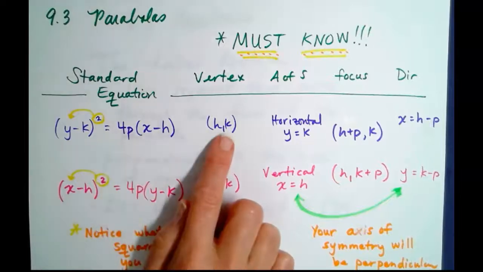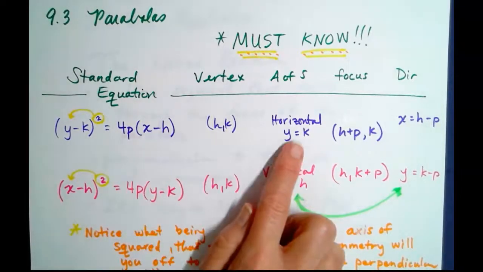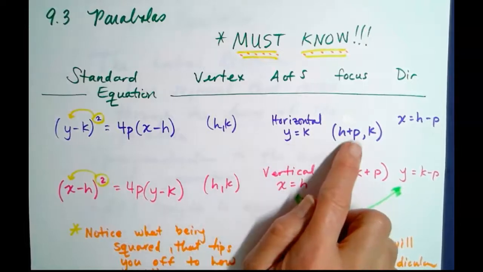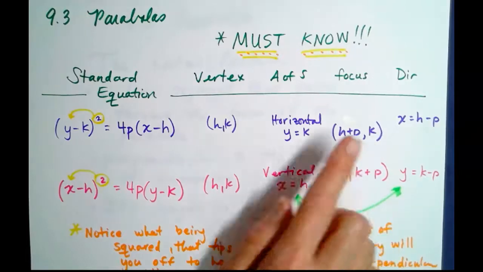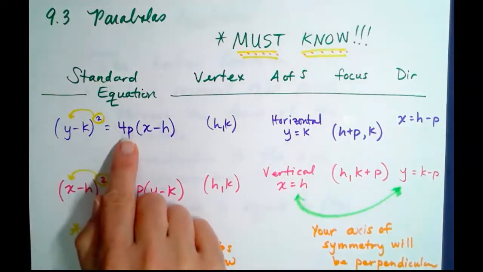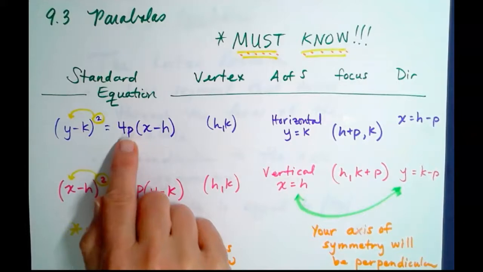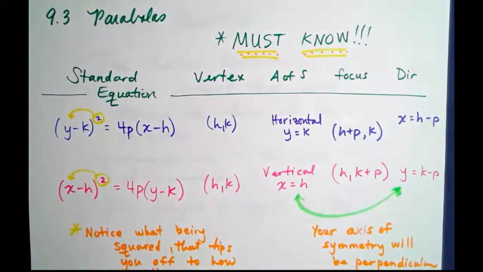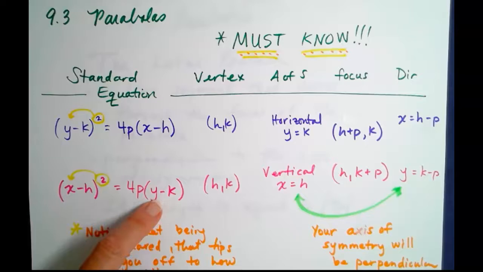Of course, (h, k) is the vertex. The axis of symmetry here is y equals k. And the focus, there's only one in the parabola, will be at (h plus p, k). And you're just going to be able to solve for p after you factor out the constant term away from the x value in that case, or away from the y value in this case.